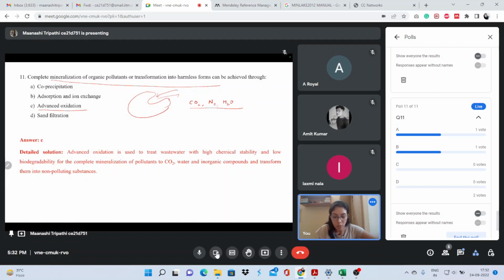Only in the advanced oxidation process do we go for complete oxidation. All the particles will be converted to these harmless substances, and there are many more harmless substances that your pollutant will be converted to. Sand filtration, you know, it will do nothing. It's a kind of sieve mechanism. Bigger particles will stay and smaller particles will pass. Okay, I hope you got this.